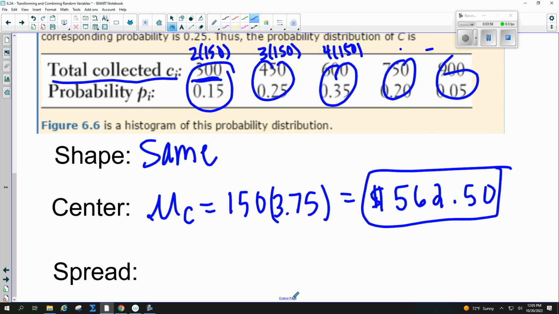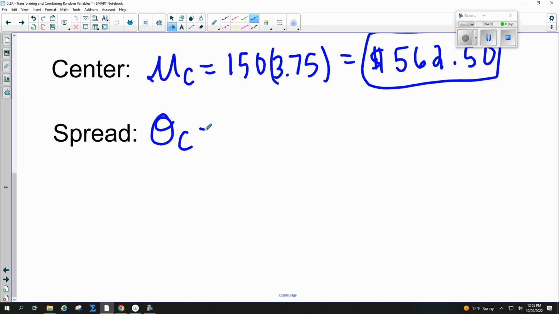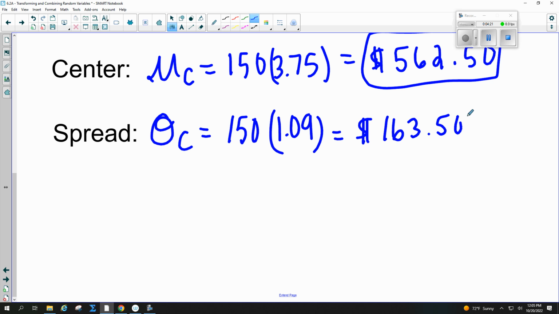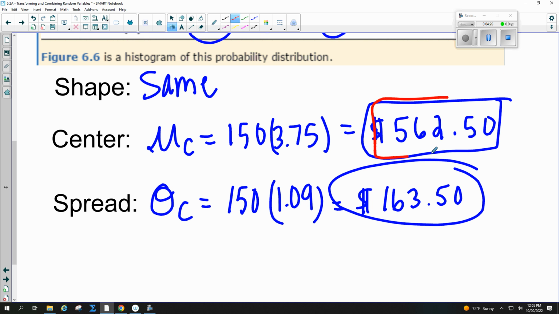And then same with the standard deviation. Are we allowed to multiply standard deviations by a constant? Yes. Okay, so my standard deviation on the previous page was 1.09. We're typically off by 1.09 people from the mean, all right? And we are going to multiply that by 150. So my new standard deviation is 163.5. What do these numbers mean? All right, what this means is on average, Pete collects this much money, right? That's how much he's going to collect from the passengers. And he's typically off by about this much money from the mean.